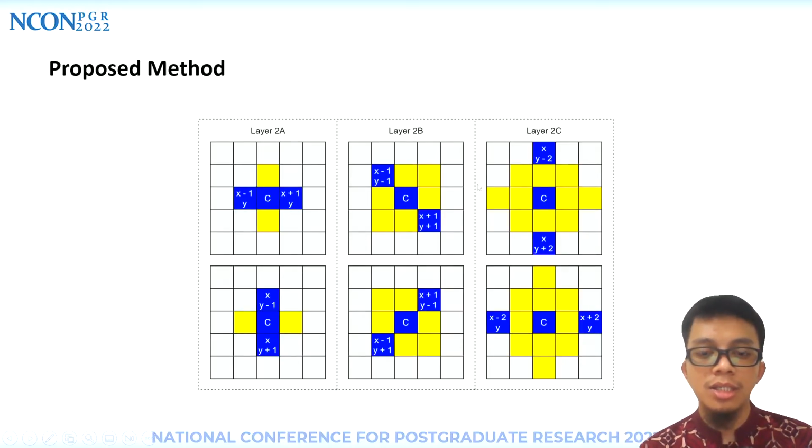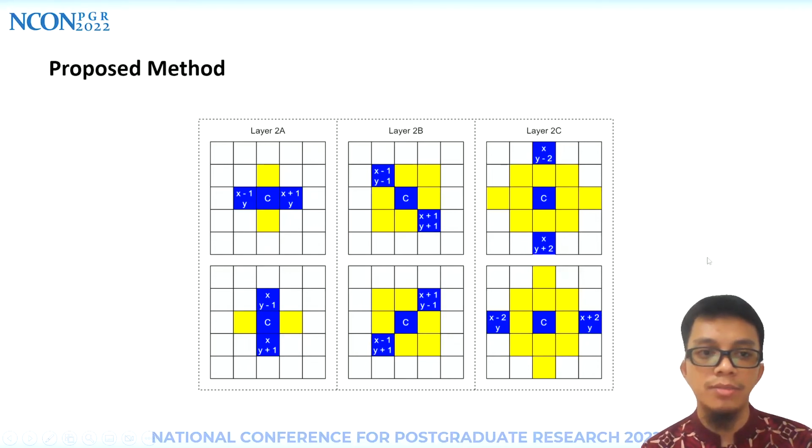This is the second layer authentication. There are three steps in the second layer authentication. For the first step, we check the tampered region of the image in the adjacent pixels on the left, right, top, and bottom. And then in layer 2B, we check the diagonal positions of the tampered region. And then in layer 2C, we check the outside layer in the top and bottom, left and right positions.